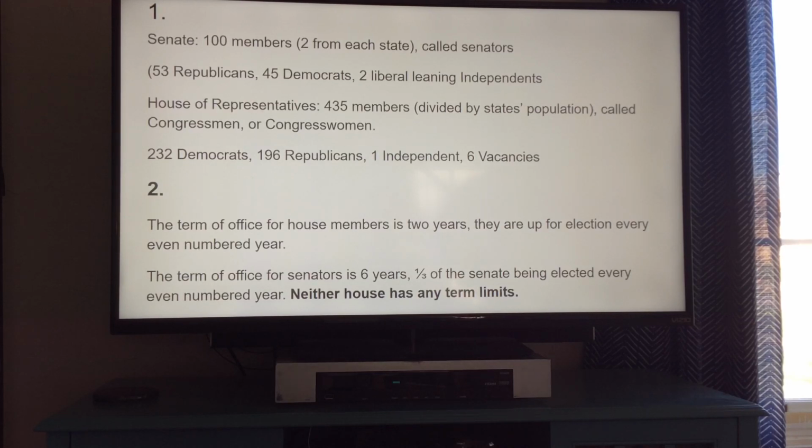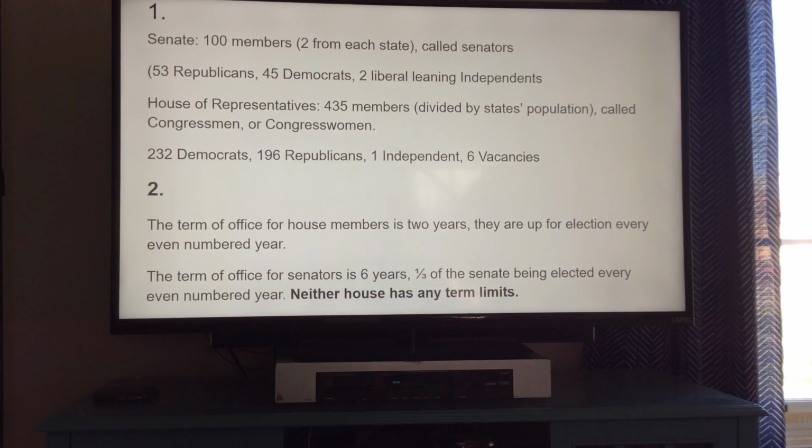And the other independent is also from the Northeast. Angus King, the senator from Maine, is the other independent. But they're both pretty liberal, so you can kind of think of them as being Democrats in everything but name.